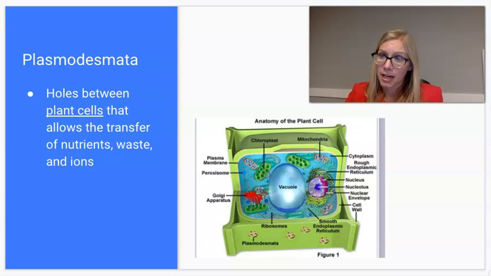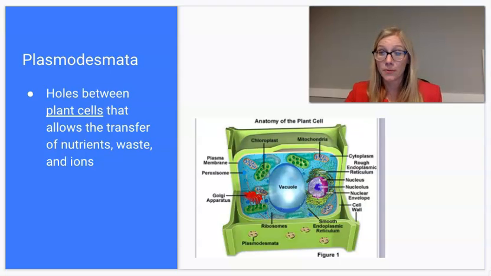Plasmodesmata. Plasmodesmata are in plant cells, and they're really just holes between plant cells that allow nutrients and waste to transfer in and out. You can see them here in this picture. Here's your plasmodesmata, and it kind of allows things to go in and out. So essentially it's just another little hole that will allow for things to permeate the cell, or rather go out of the cell, one way or another.